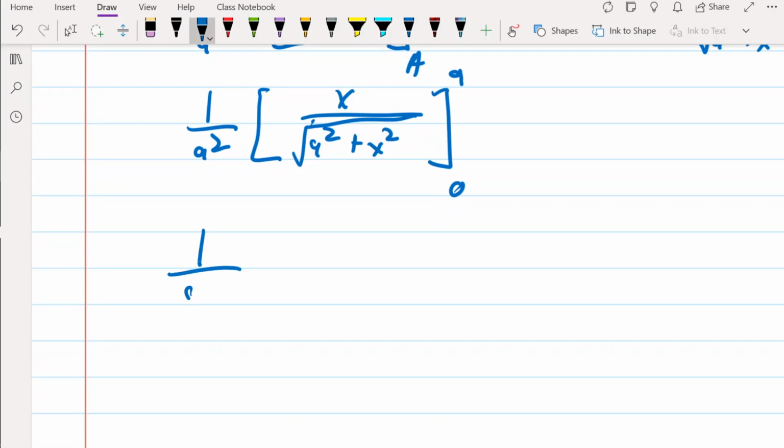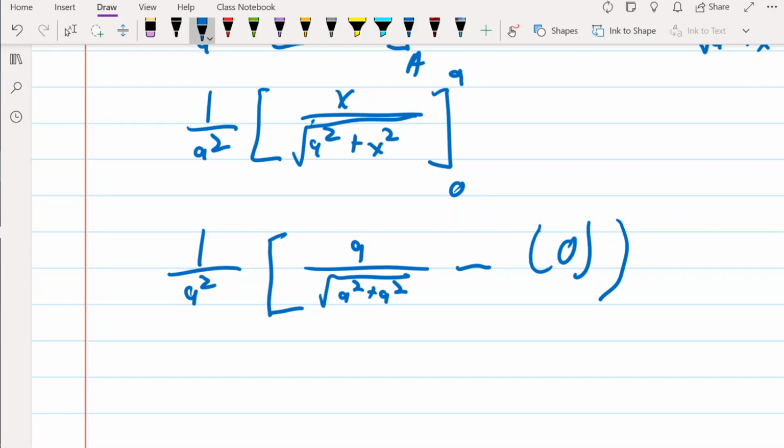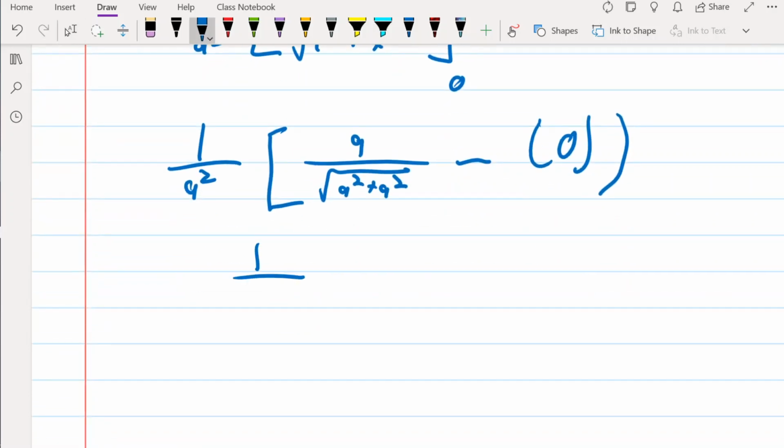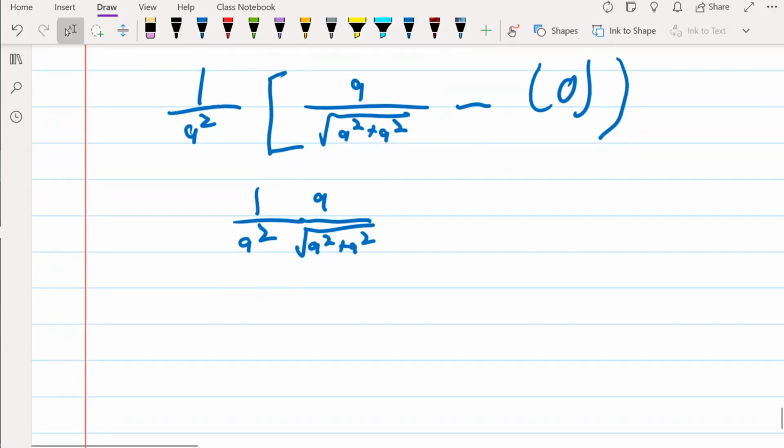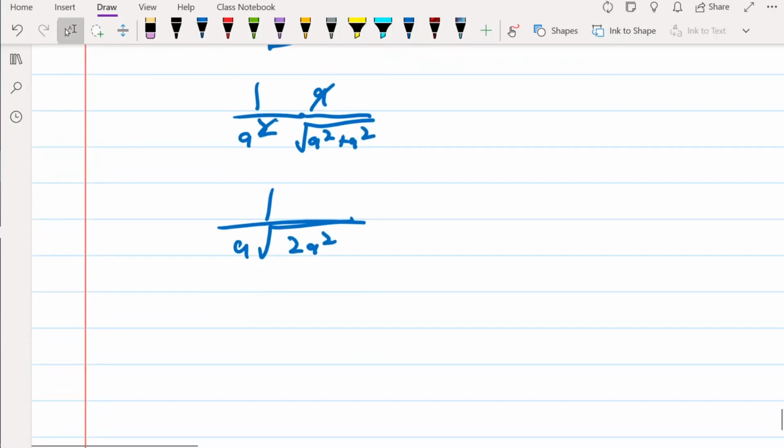All right, so 1 over a squared times, we're going to begin by plugging in a, so a over the square root of a squared plus a squared, and this is going to be minus, we're going to plug in 0, so 0. Now we can simplify this, so 1 over a squared times a over the square root of a squared plus a squared. We can simplify this to 1 over a times the square root of 2a squared, which we can simplify one more time to 1 over a squared times the square root of 2. Let me just check the answer. And yep, that is the correct answer for this problem.